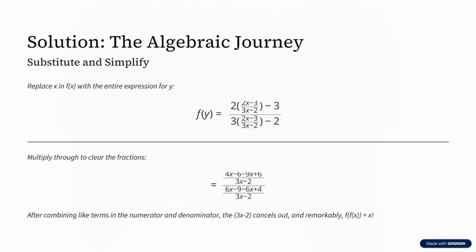This is all what is written. Replace x in f of x with the entire expression for y. Multiply through to get a clear fraction, and after combining like terms in the numerator and denominator, the 3x minus 2 cancels out, and remarkably we get this value to be x. In this way you can solve this question. I hope you can understand.